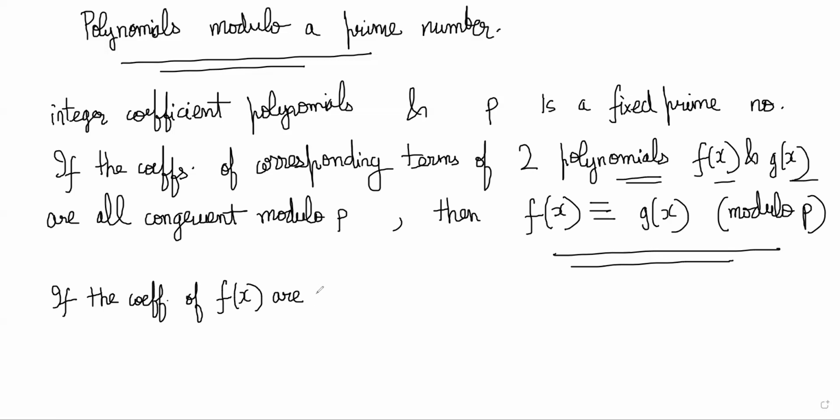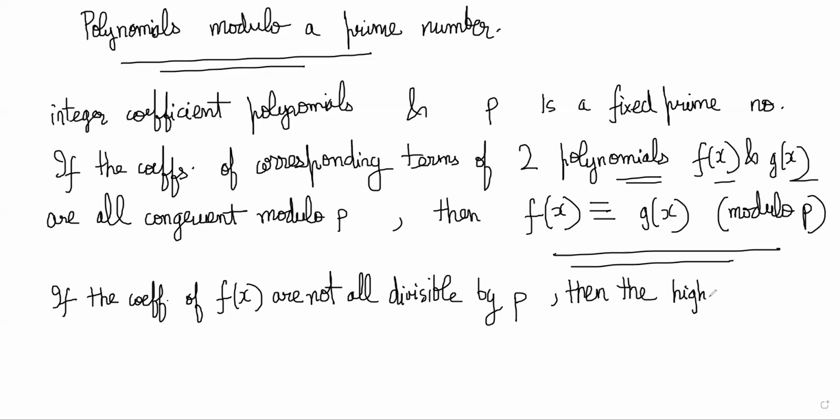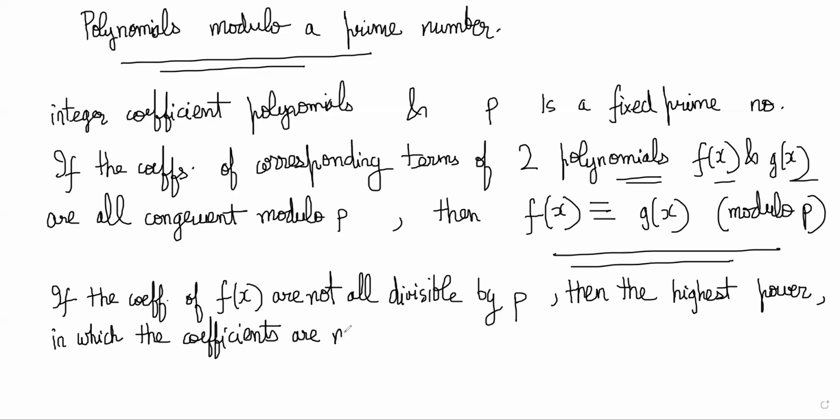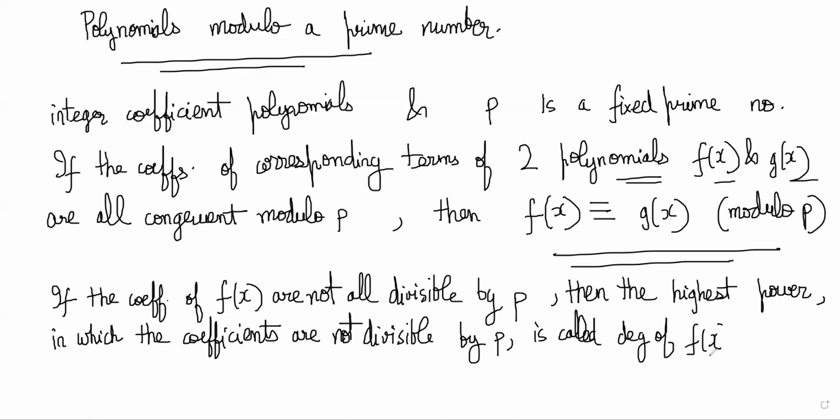Now, the other thing that we can say here is if the coefficients of f(x) are not all divisible by p, then the highest power in which the coefficients are not divisible by p is called the degree of f(x) modulo p. So what is the meaning of this term? Basically, we have to look for the highest power where the coefficient is not divisible by p. So the highest power where that happens is going to be the degree of the function modulo p, right?